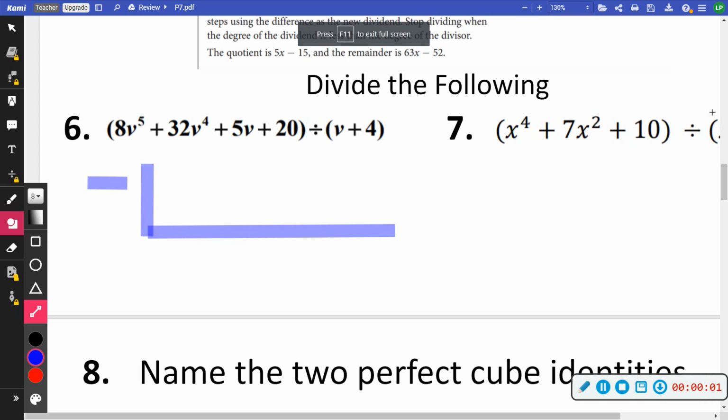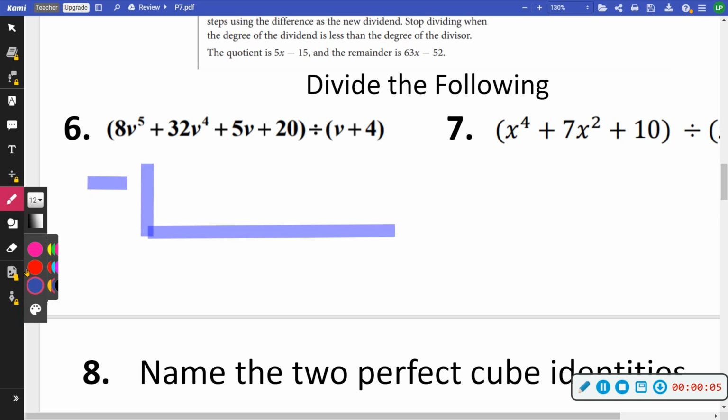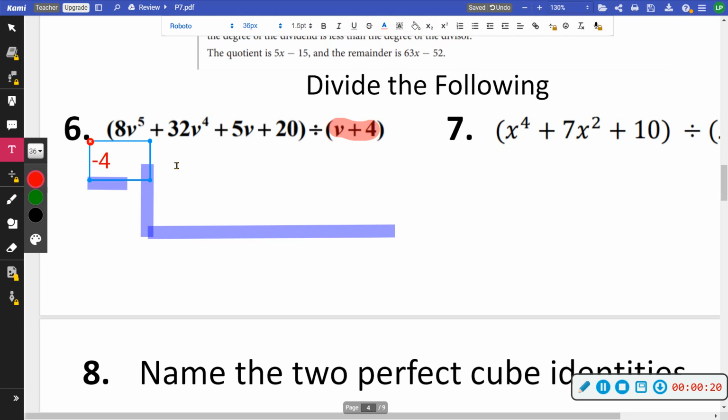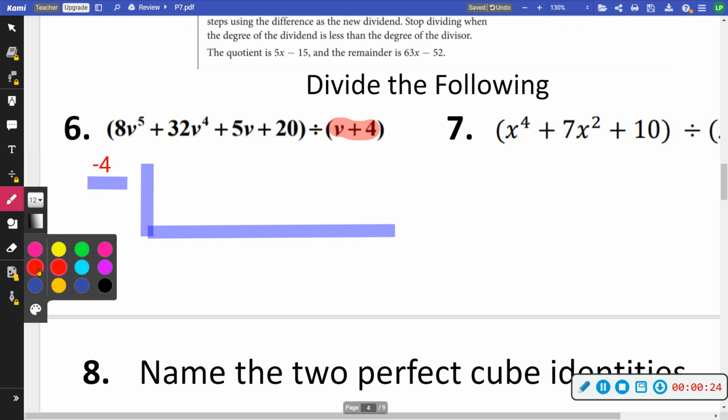All right, now we're going to move on to division. And remember, you can use long division, you can use synthetic, or you can use what I call the tic-tac-toe method. Something like this, where you just have v plus 4, you really should use synthetic. So you put -4 over here, and then you copy down the coefficients.